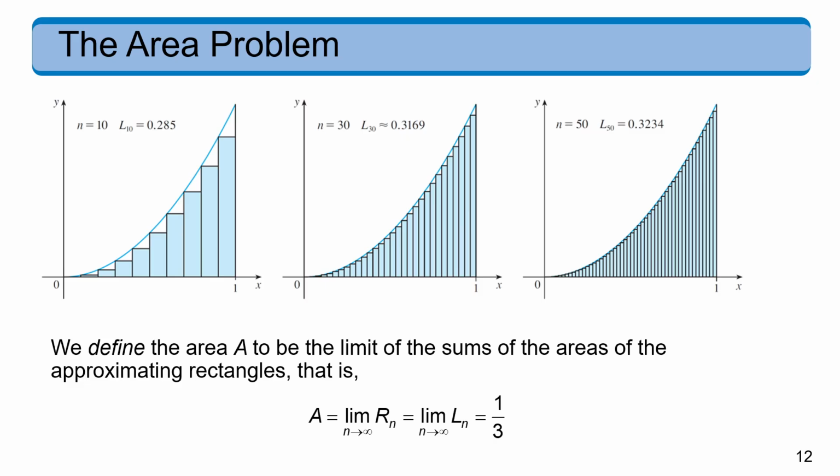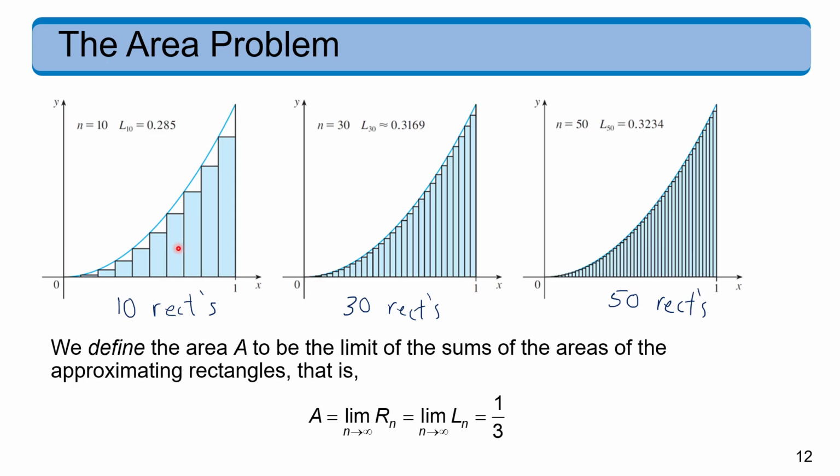Here's a similar picture where we used the left-hand versions of these rectangles. The first one is L10, so this one uses 10 rectangles. And then L30 uses 30 rectangles. And then 50 rectangles. So all of these, again, are using left endpoints to determine the height. And we saw in those cases the rectangles lie below the curve in all cases.